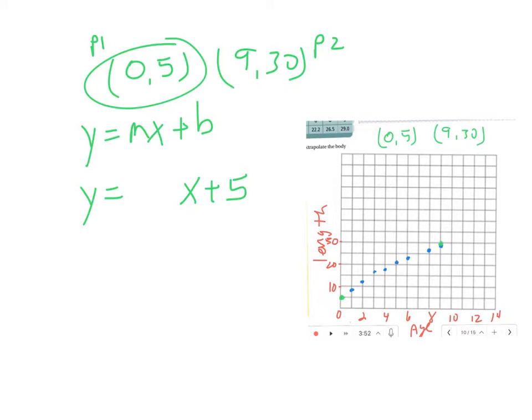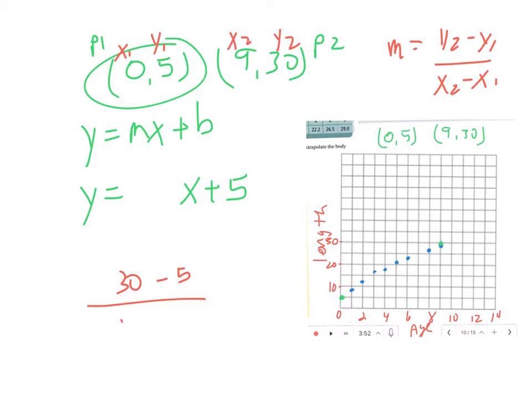So we have to remember that our slope formula is m equals y2 minus y1 over x2 minus x1. And so that makes this right here x1, y1, x2, y2. So plugging in, we have 30 minus 5 over 9 minus 0. So 25 over 9, right, which is not going to reduce.